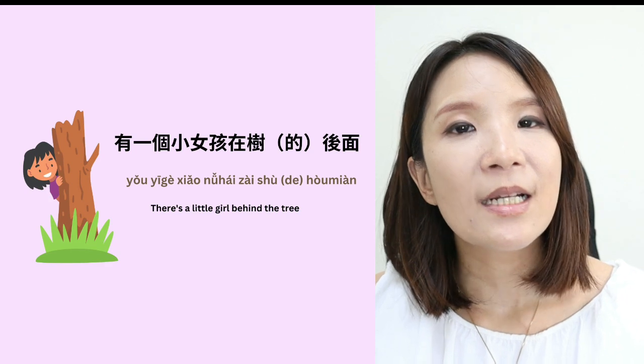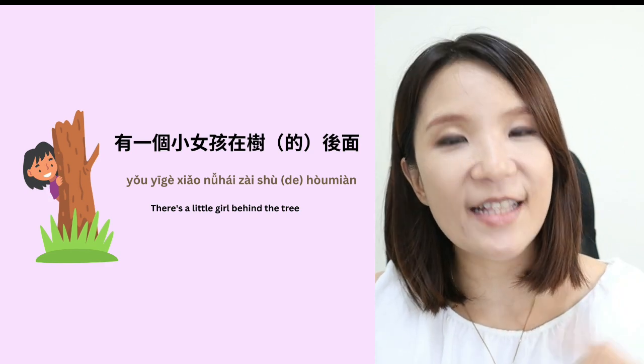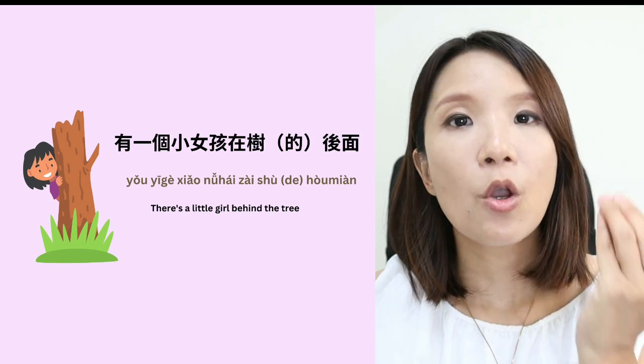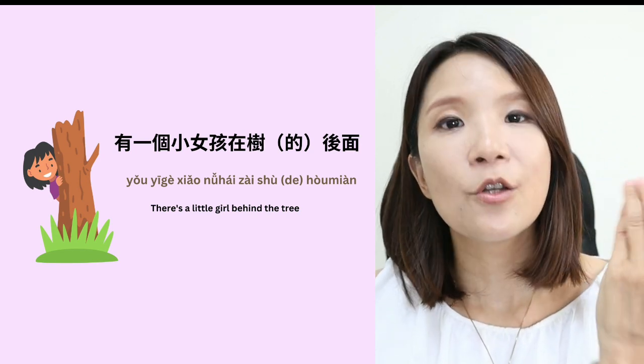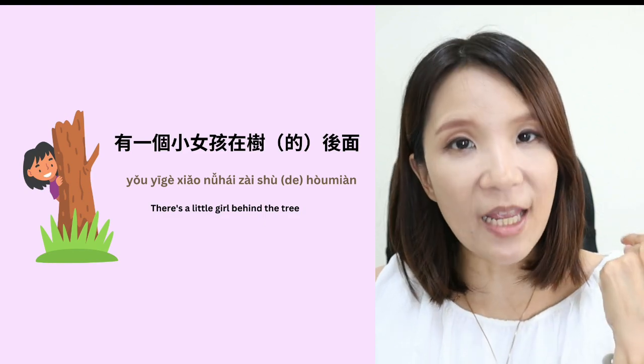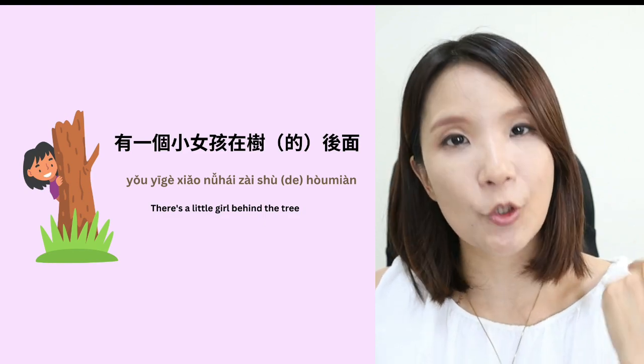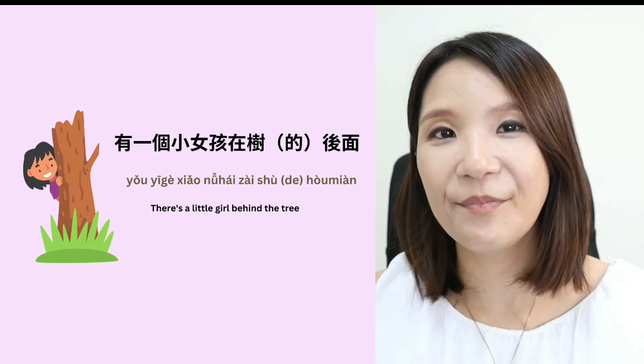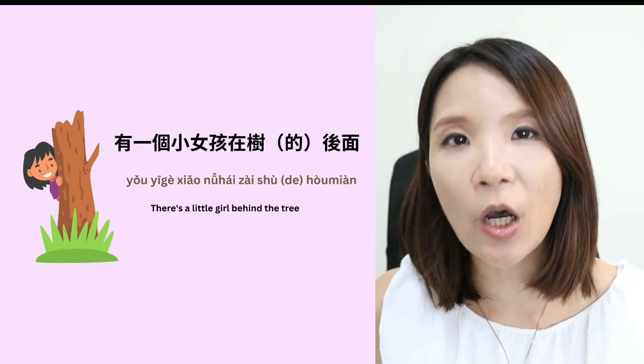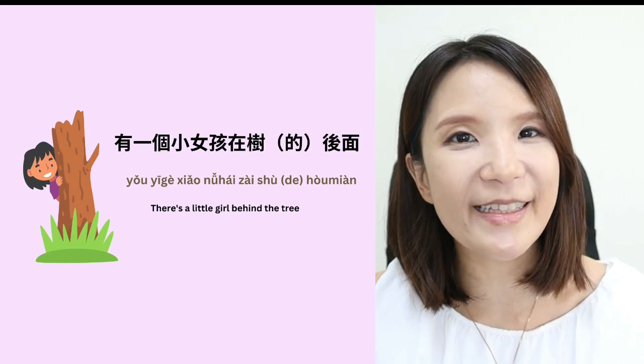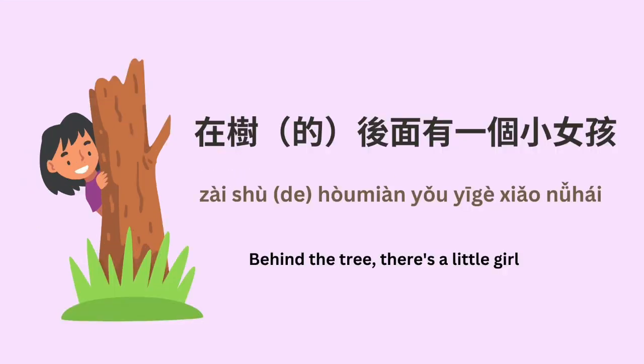a little girl 在树的后面。在 plus position 树的后面 树 tree 后面 behind so behind the tree 树的后面。有一个小女孩在树的后面 or 树后面。Or you could switch that to say 在树的后面有一个小女孩。在树的后面 behind the tree 有一个小女孩 There's a little girl.